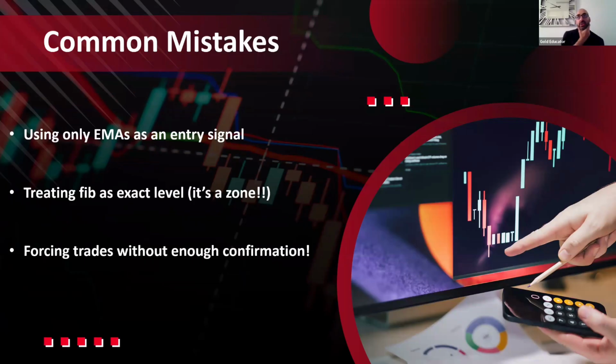Common mistakes. Don't use EMAs as your only way of entering the market. Use it as a confirmation, that's all. Treating the fib as an exact level, no, it's not a level, it's a zone. Don't just enter the market as soon as it has hit that 618 and be like, oh, I'm buying. No. You wait. If it doesn't give you what you want, don't take the trade. And that's exactly my third point there, forcing trades without enough confirmation. Do not force the trades without the confirmations in your favor.